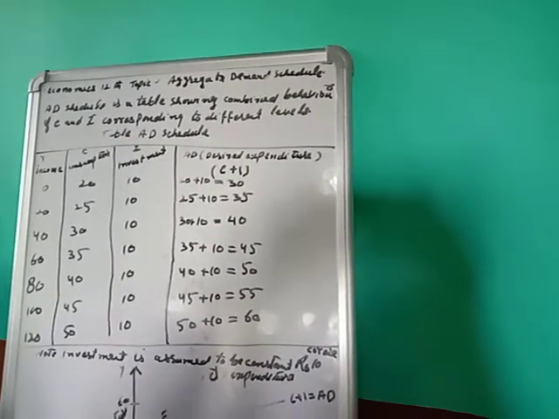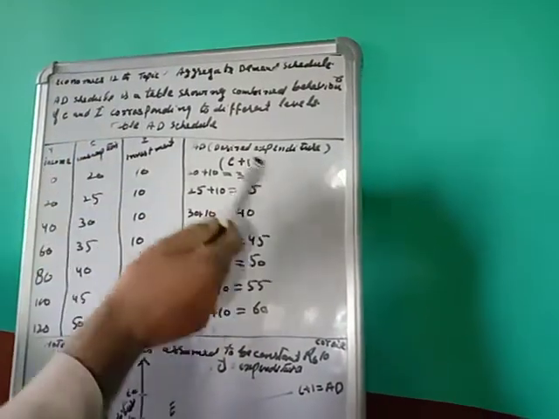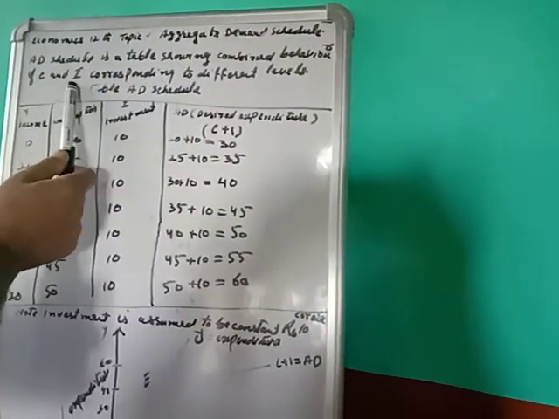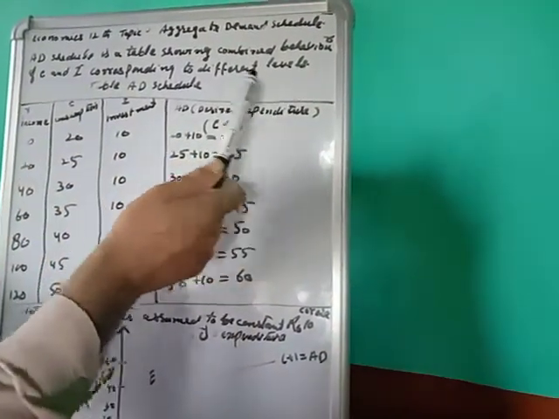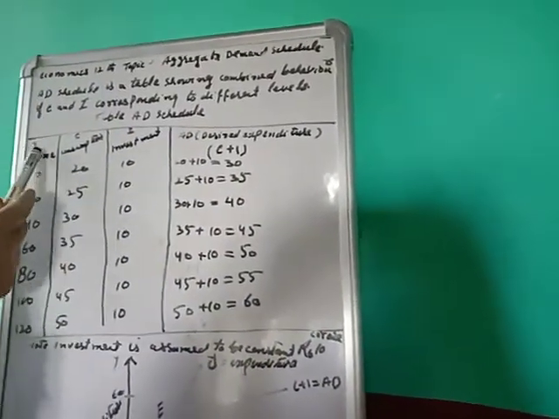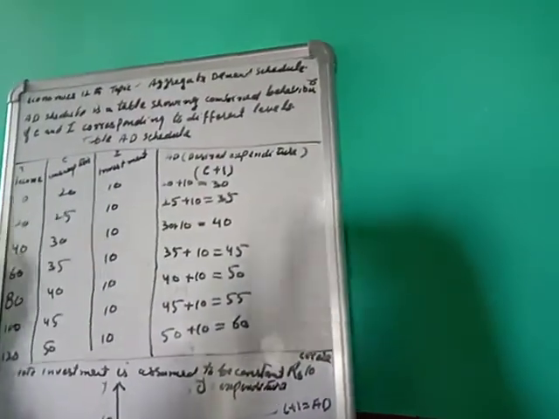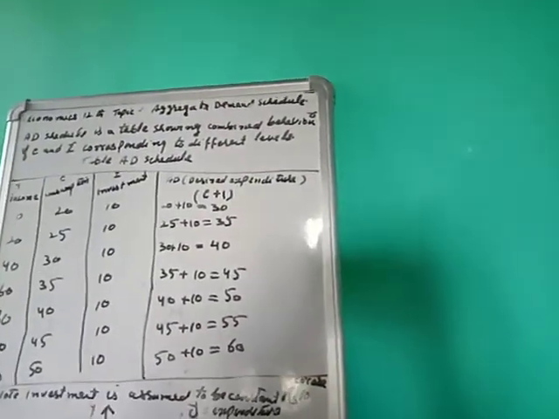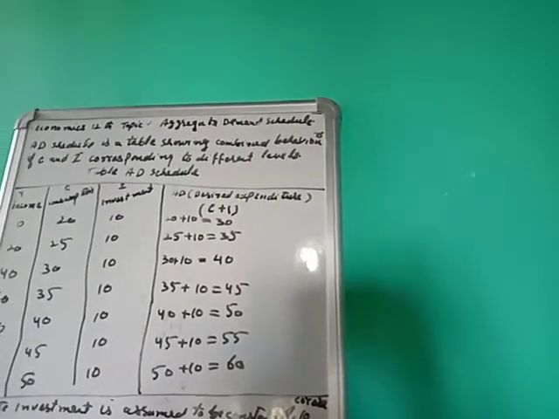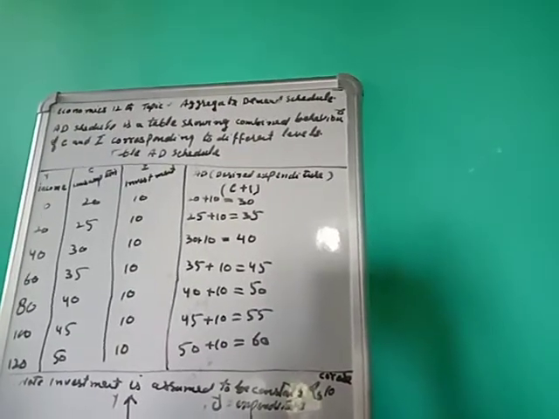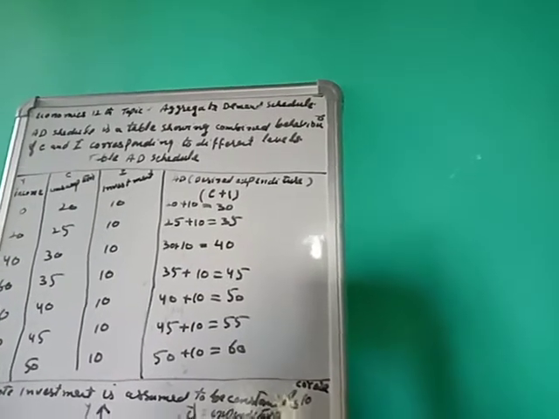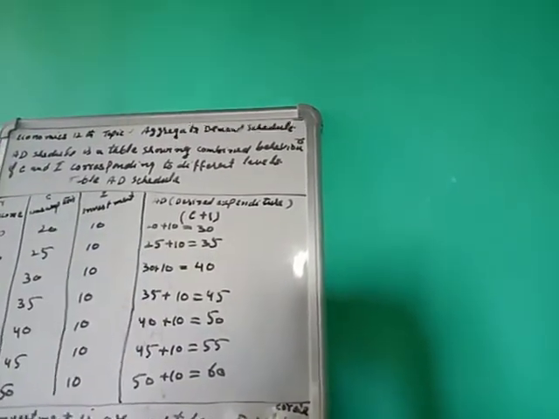What is an aggregate demand schedule? It is a table showing the combined behavior of consumption and investment corresponding to different levels of income. This table has four columns. Column number one is Y. Y in economics depicts income, C is consumption, and I is investment.